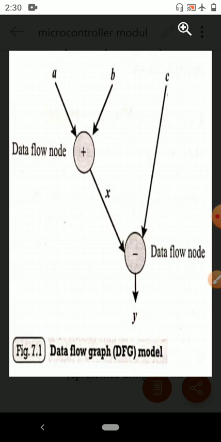Embedded applications which are computationally intensive and data driven are modeled using the DFG model. DSP applications are typical examples for this type of model. In a DFG model, a data path is the data flow path from input to output.